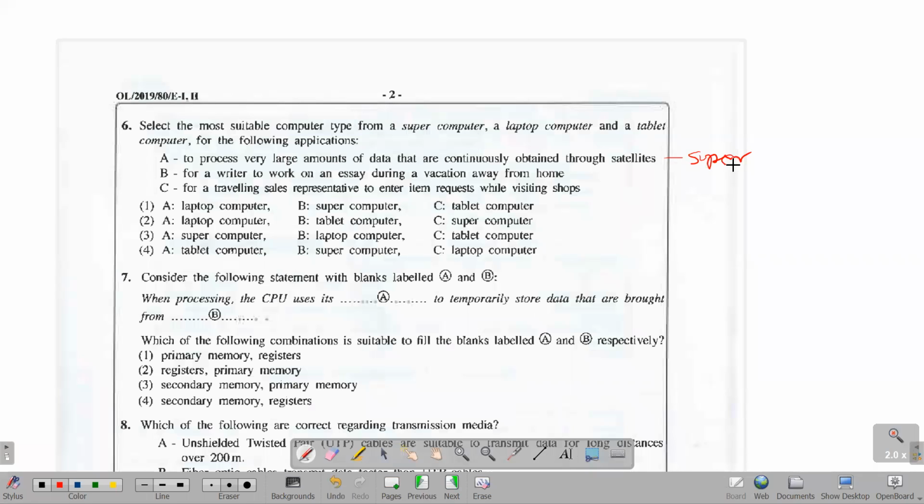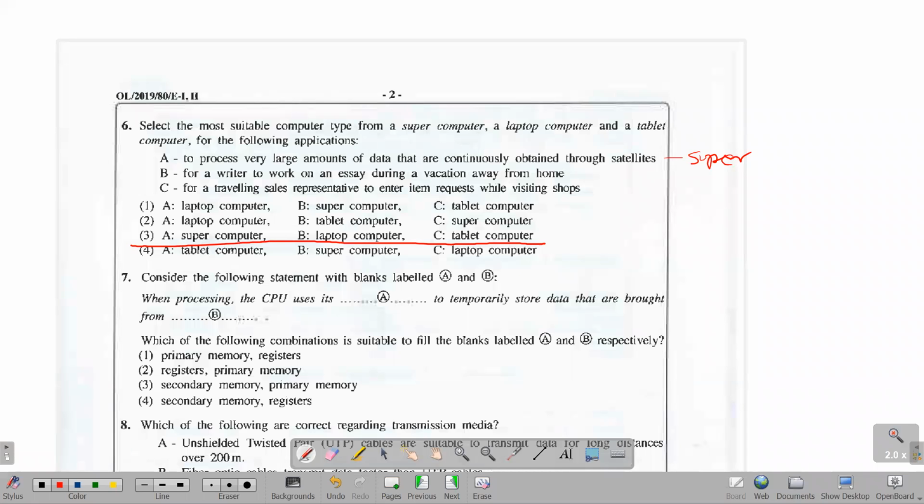Right, so yeah, when you know that fact, you can straight away say third one is going to be the answer. All right, so B, for a writer to work on easy during a vacation away from home. So we can take the laptop, no problem. And for C, for a traveling sales representative to enter item request while visiting shop. Definitely a tablet one is better because he's doing a lot of traveling. So the third one is going to be the answer.